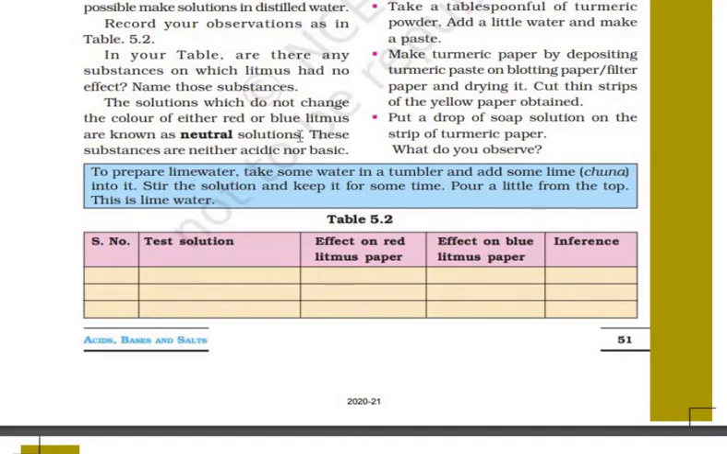If you are making a dilute solution, it is still a neutral solution. These substances are neither acidic nor basic.